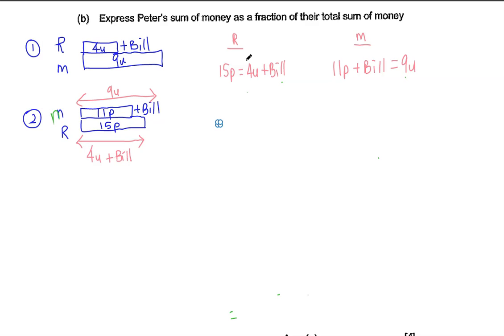Now in this case, you're going to look at this one here and this, right? The lowest common multiple will be 36, right? So if it's 36, I have to multiply by 9. The whole equation must be multiplied by 9. And over here, I have to multiply by 4. So the whole thing will be multiplied by 4. So for Roger, I will have 135 parts here, which equals 36 units plus 9 bills, correct?